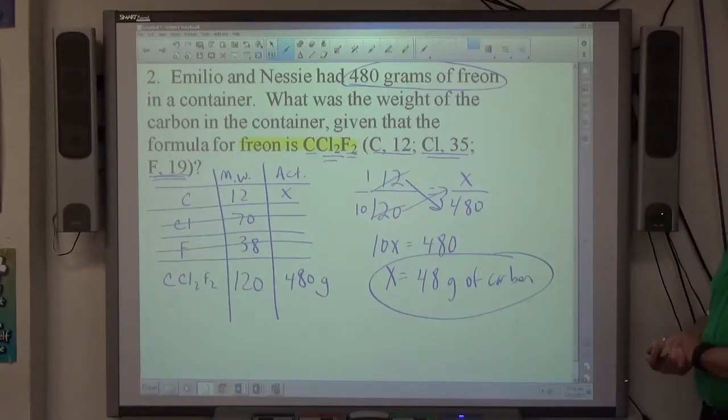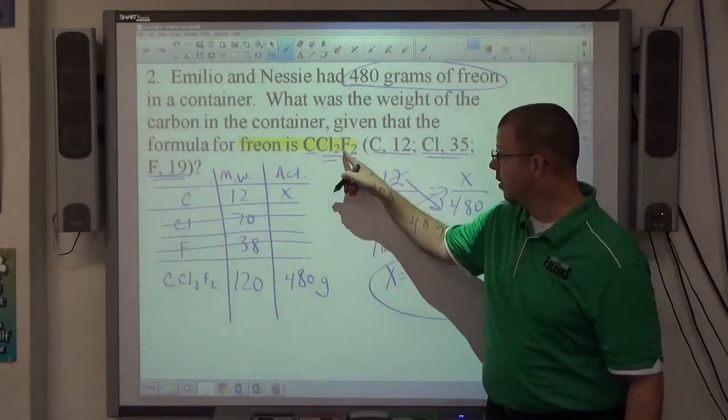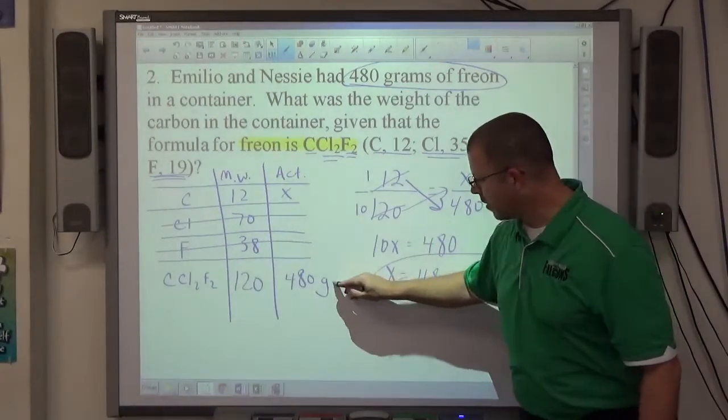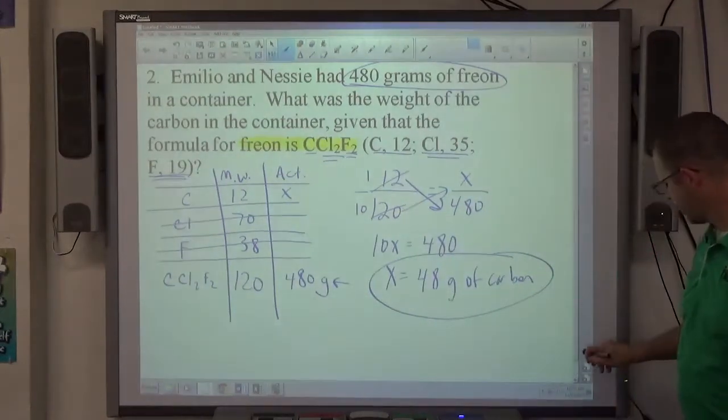Expect to be given a chemical formula. I'll give you the molecular weights of each ingredient. It's up to you to understand what the formula means. There's two of these to get the correct molecular weights. I typically give you this number and ask you to find one of these.